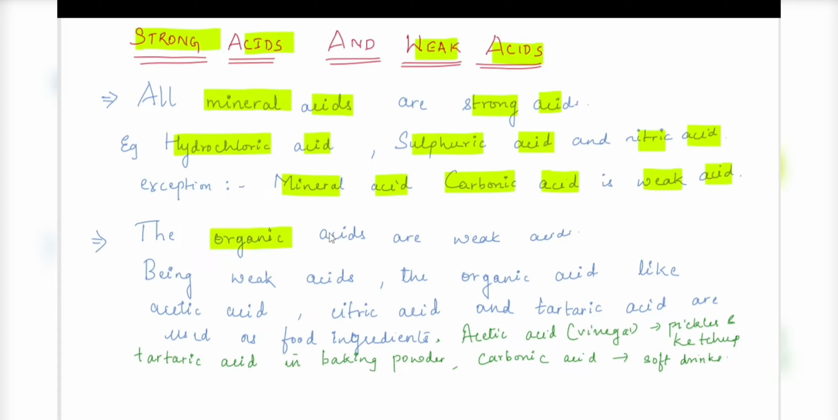And all the organic acids are considered weak acids. Being weak acids, organic acids like acetic acid, citric acid, or tartaric acid can be used as food ingredients, as they are not strong. That is why they can be consumed. For example, acetic acid or vinegar is used in pickles and ketchup. Tartaric acid is used in the preparation of baking powder. And carbonic acid is used in soft drinks. So organic acids can be consumed since they are weak acids, but the mineral acids are strong acids. The only exception in mineral acids is carbonic acid, which, though a mineral acid, is a weak acid.